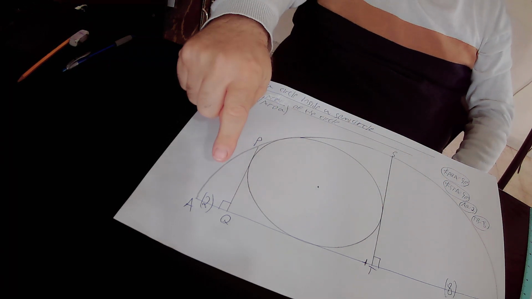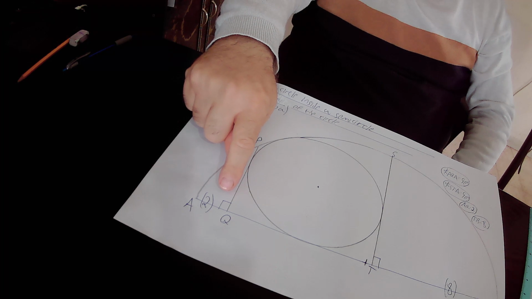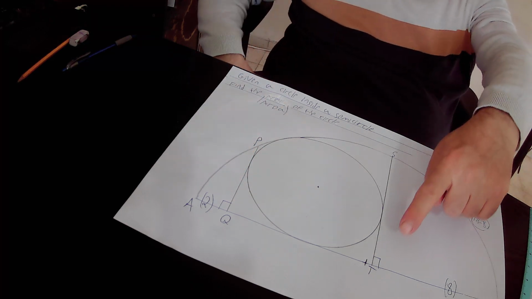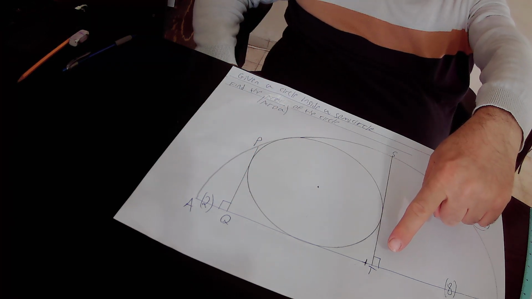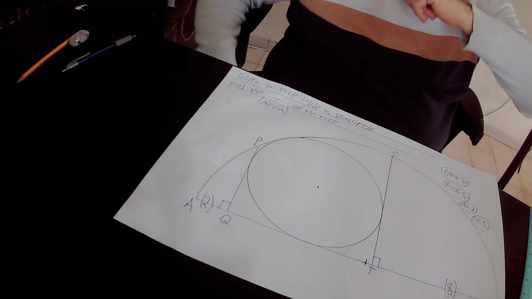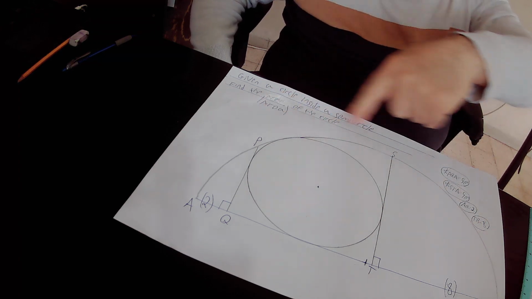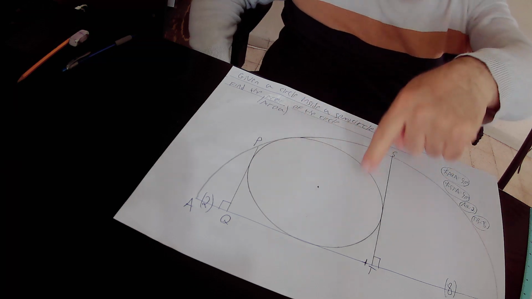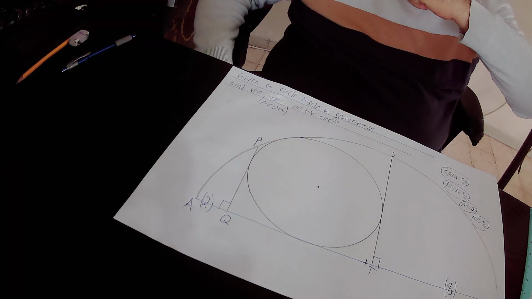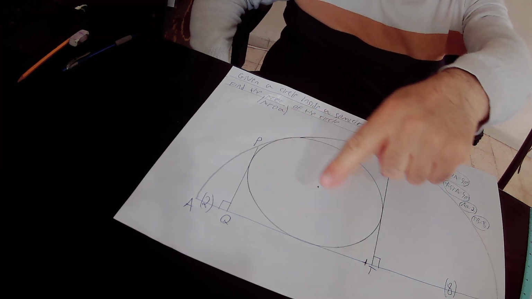This is angle PQA, that is a right angle. This is angle STB, that is also a right angle. Inside this semicircle we have this circle, and our mission is to find out the area of this small circle.